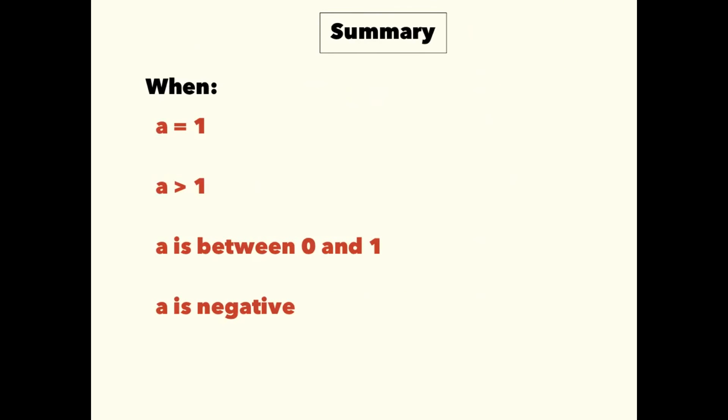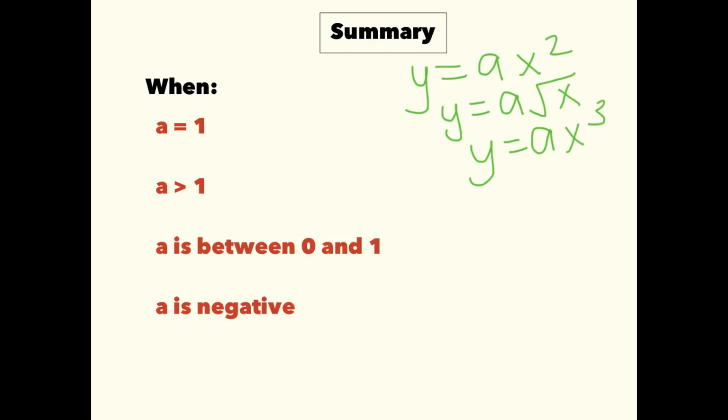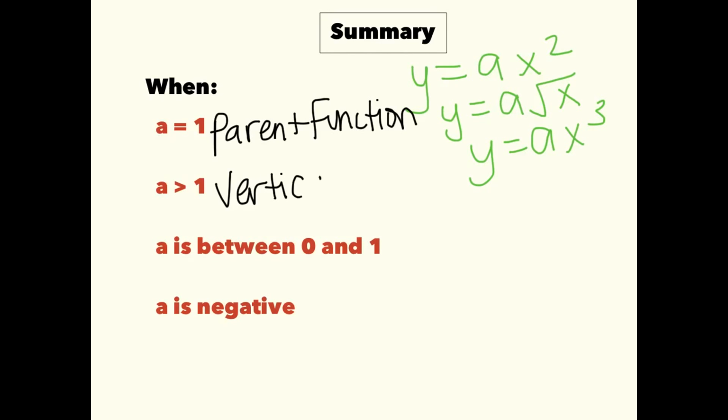So here's a quick summary over what we just went over. When a is equal to 1, and I'll write this here just in case you forget, your a is just the number in front of that parent function. So whatever your parent function happens to be, it's just the number in front of it. So when a is equal to 1, you have the parent function. When a is greater than 1, that's when you have that vertical stretch. Remember, you have to use vertical stretch, not narrower, skinnier, because it doesn't refer to all the parent functions.